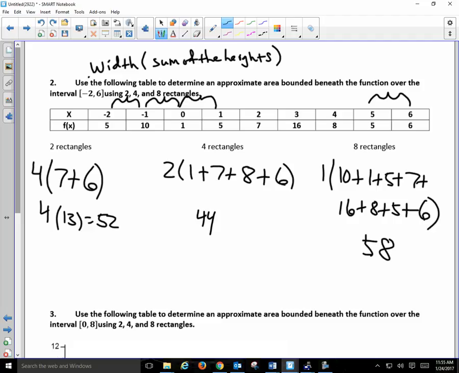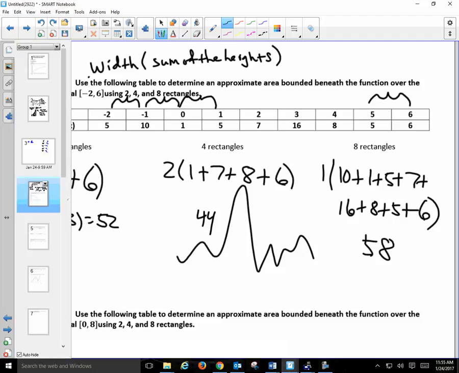But look at my values. I go 5, 10, 1, 5, 7, then up to 16, 8, 5, 6. This is a really weird behaving curve, so it's really hard to come up with a nice overestimation or underestimation. So don't worry if these values jump around on a table like that. Okay? All right, let's do the last type of example.